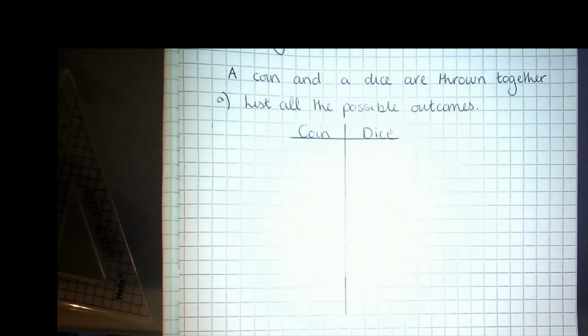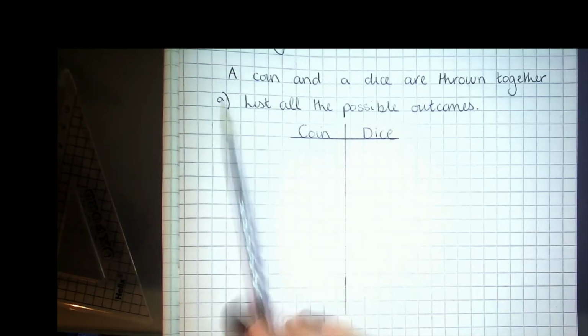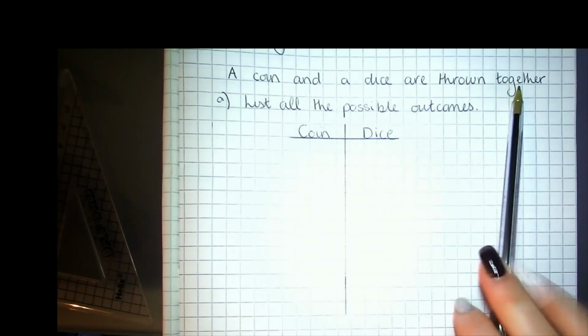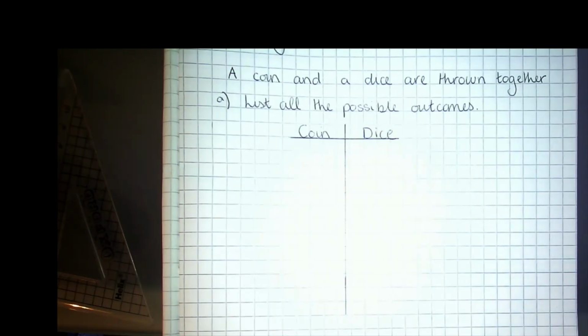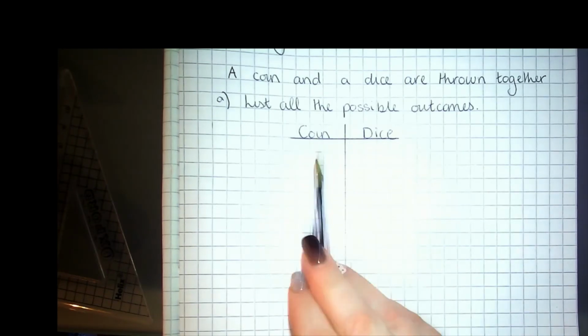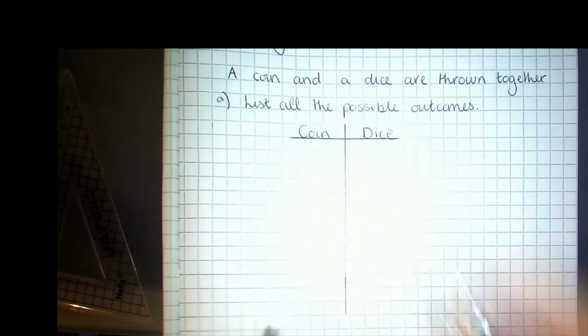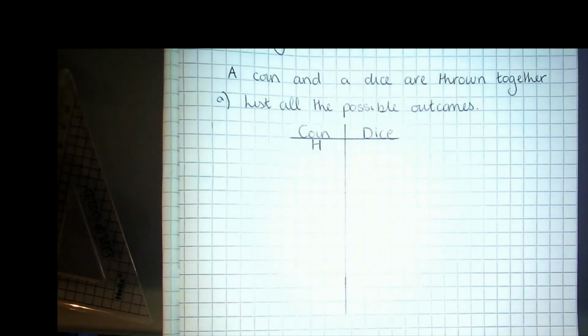Next we're going to look at is listing outcomes. So you may notice this is the exact same question as you'll be answering in your second exercise. A coin and a dice are thrown together. List all the possible outcomes. So with a coin, I'm either going to get a heads or a tails. So let's start off with heads. And to save time, I'm just going to write that as H.